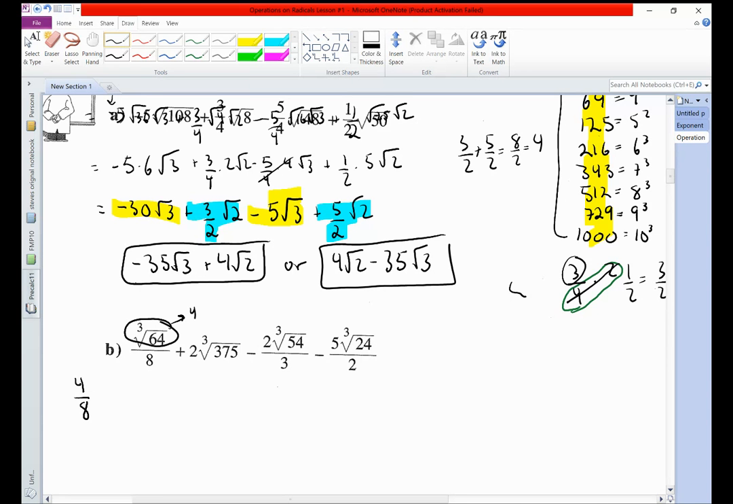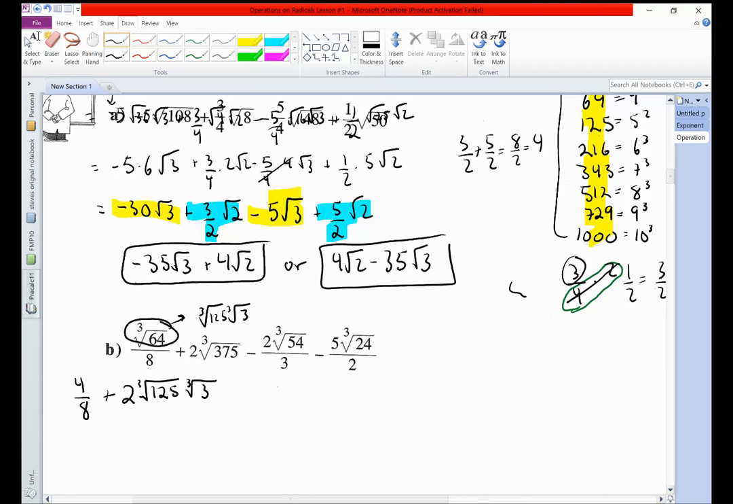The next one is 375, and I'm trying to find a number that's a nice perfect cube. This one's nice because 375, it's easy to see that it's going to be the cube root of 125 multiplied by the cube root of 3. So let's do that. Plus 2 cube root of 125 multiplied by the cube root of 3.